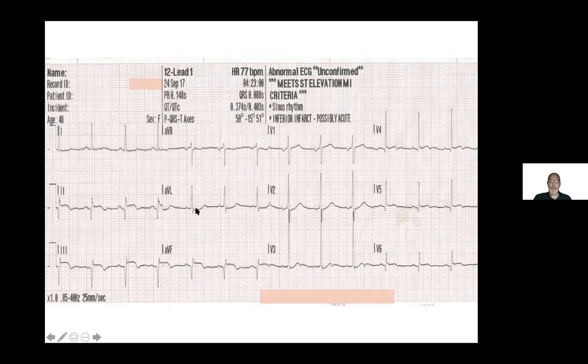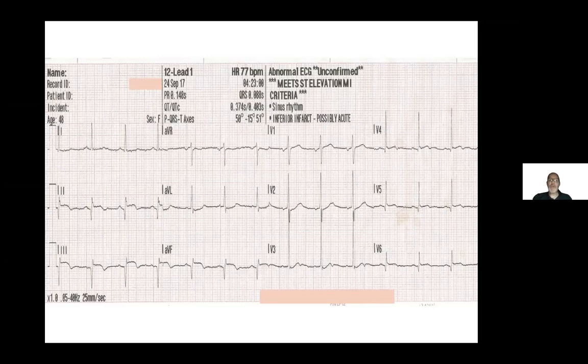The slam dunk is this lead right here, lead aVL. And this is where inferior STEMIs are the obvious ones. Bam, you pick them up, it's like, that's a right coronary occlusion. If it's an RCA occlusion, you'll see more elevation in lead 3 than you will in lead 2, and you'll see reciprocal ST depression in lead aVL. Now, leads 1 and aVL are your proper reciprocal leads to your inferior leads, but aVL is a more sensitive reciprocal lead.